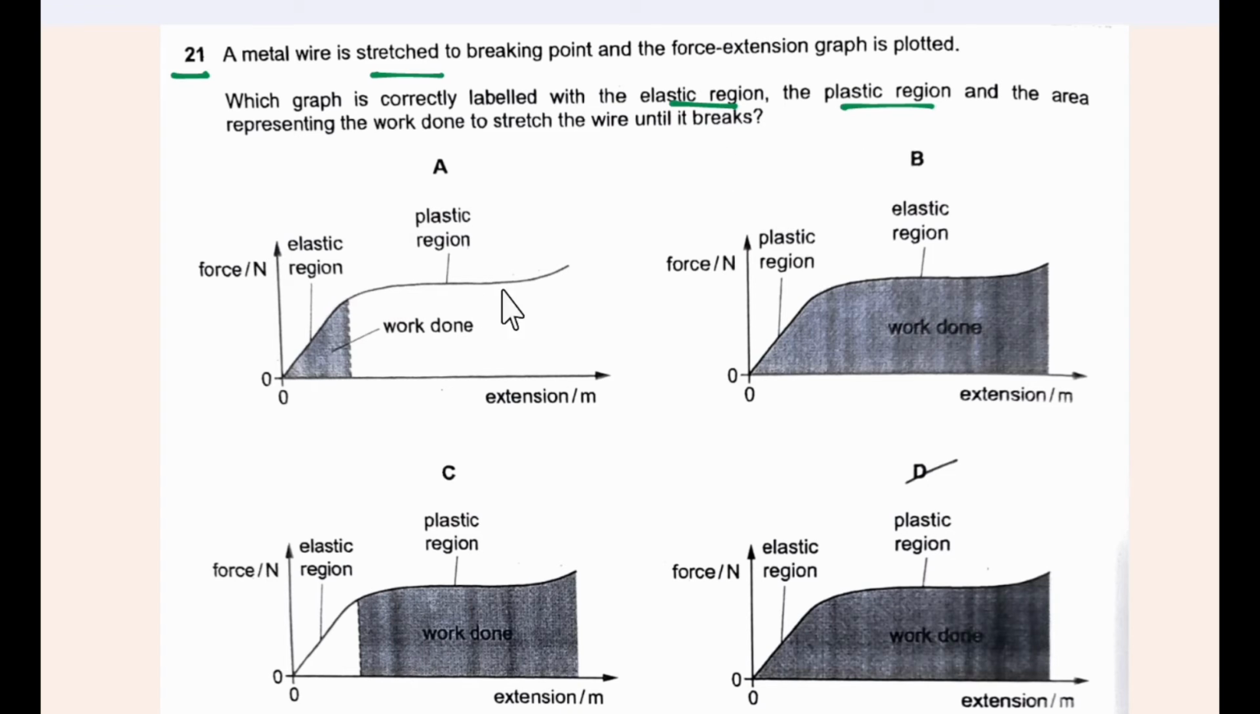So for a wire, if we think of the points, then this is the limit of proportionality, and this point is the elastic limit. But the question asks us to find the elastic region. So which region is the elastic region? The region where the extension is elastic would be the elastic region, that is this region. So this region is also elastic. And what is the plastic region? This region is the plastic region, that means after the elastic comes the plastic region.